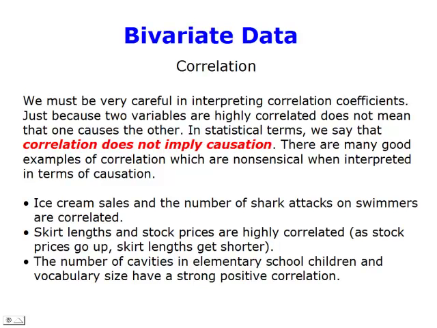Ice cream sales and the number of shark attacks on swimmers are correlated. Skirt lengths and stock prices are highly correlated. As stock prices go up, skirt lengths get shorter. The number of cavities in elementary school children and the vocabulary size have a strong positive correlation.